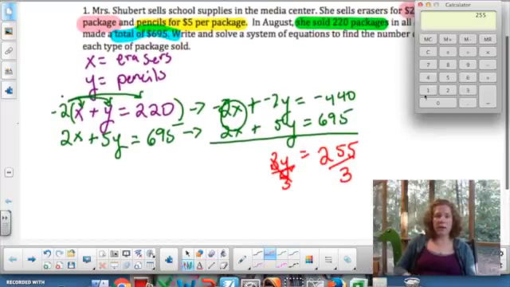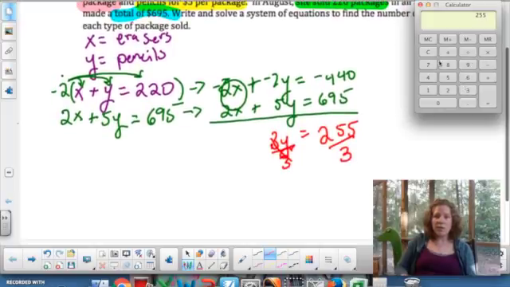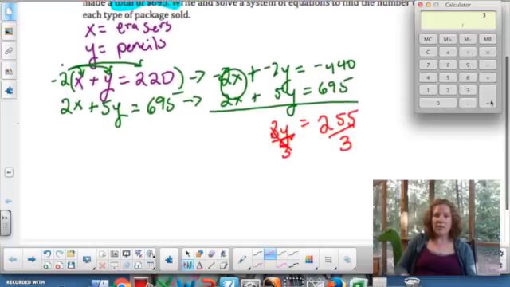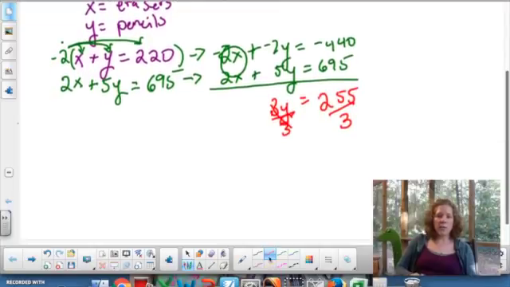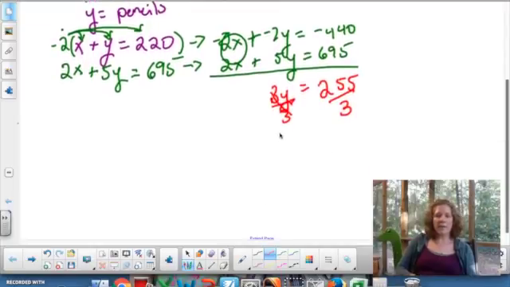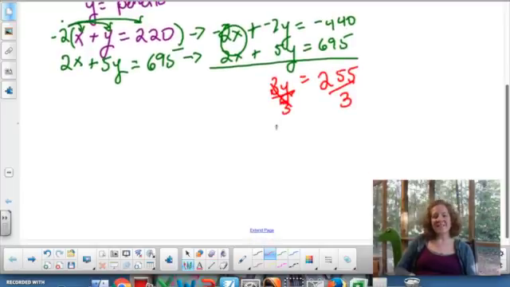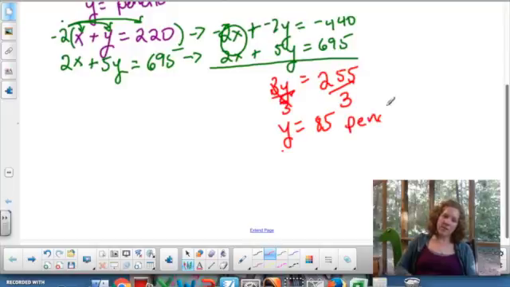So let's pull that up while this is scrolling. 255 divided by 3 is 85. So y equals 85 is what I'm going to have here as soon as it decides to stop scrolling. All right, y equals 85. So going back to what that y stood for, that means we have 85 pencils, or packages of pencils.